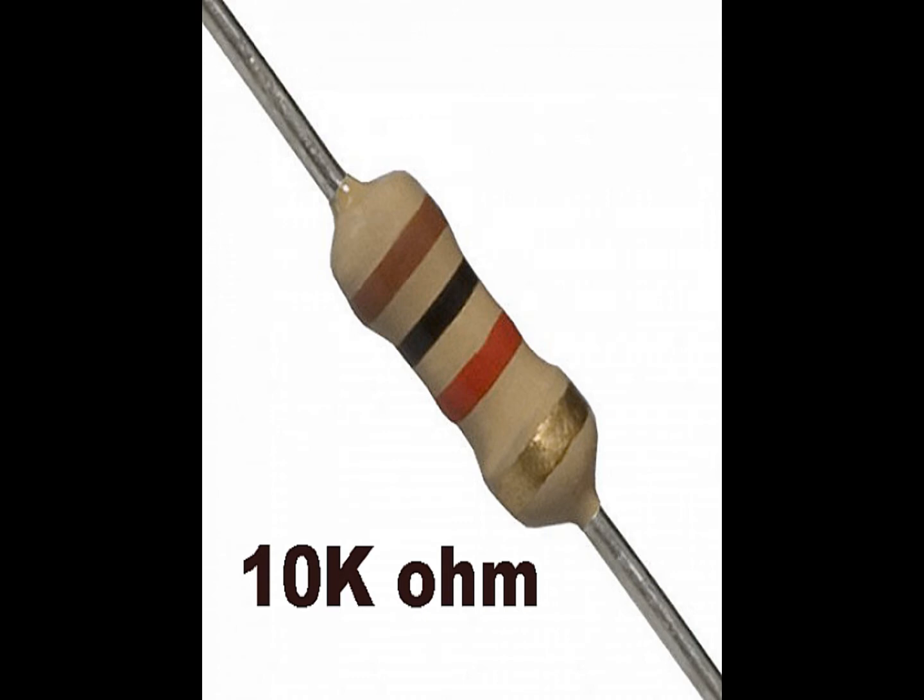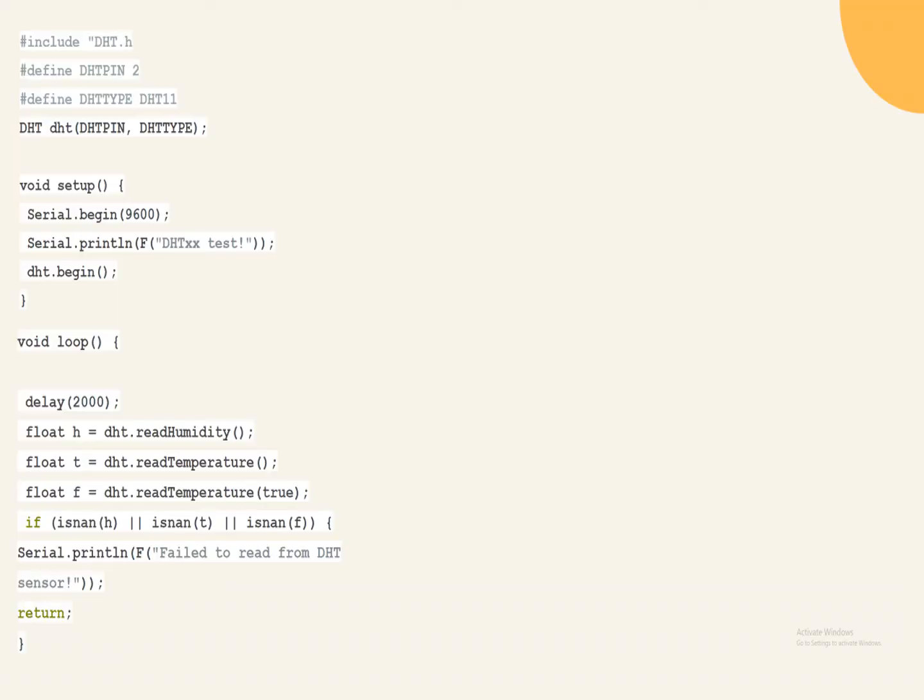When you have done all of this, enter DHT in the search field and look through the list for the DHT sensor library by Adafruit. Click the Install button or Update from an earlier version. That's it. We're ready to begin the coding aspect.